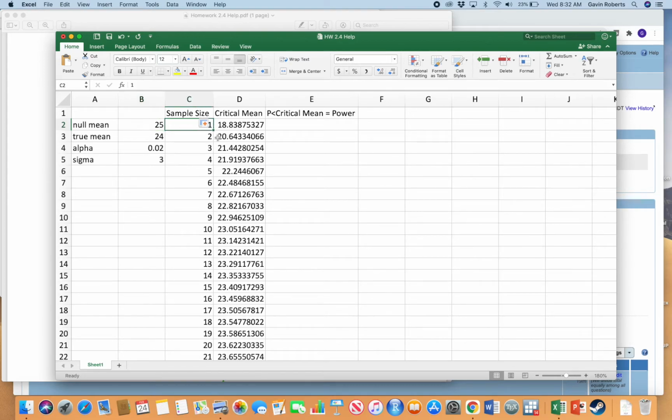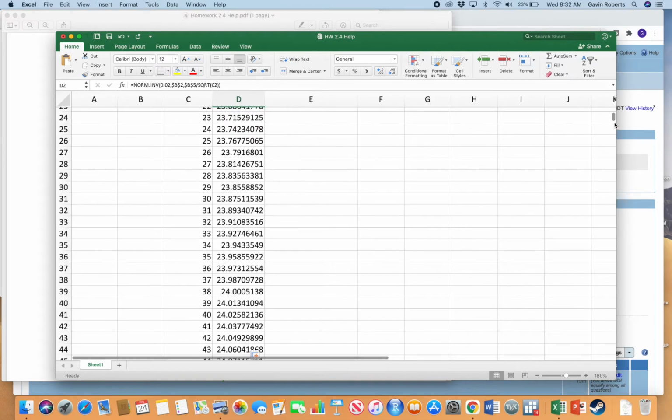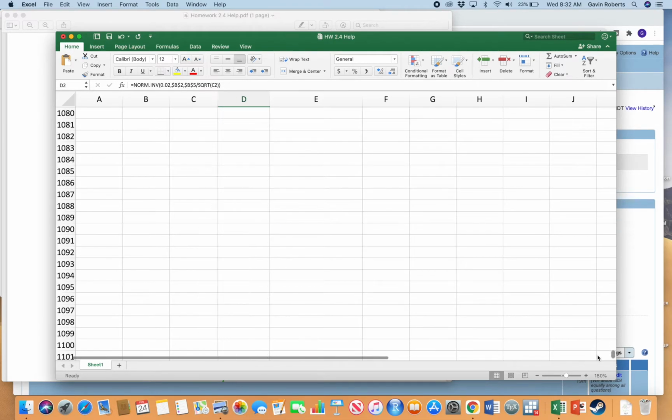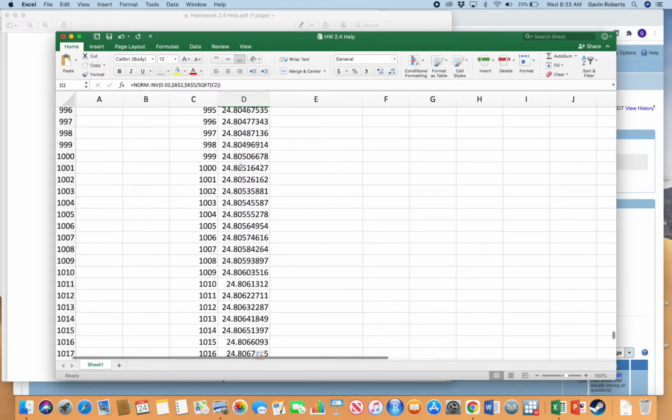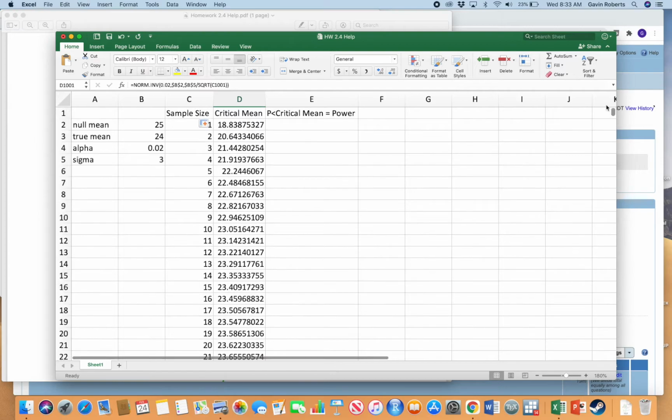If you only have a sample size of 1, you have to land super far away from 25 to reject the null hypothesis. However, if you have a sample size of 1,000, you don't have to land that far away from 25 to reject the null hypothesis, like less than 0.2 below it. So that's how much the sample size affects how far away we have to land to reject the null hypothesis.